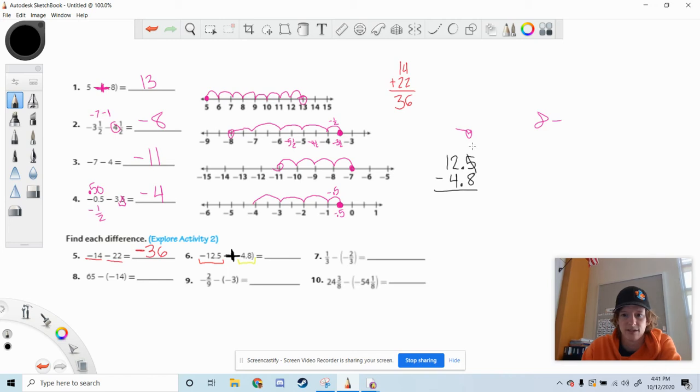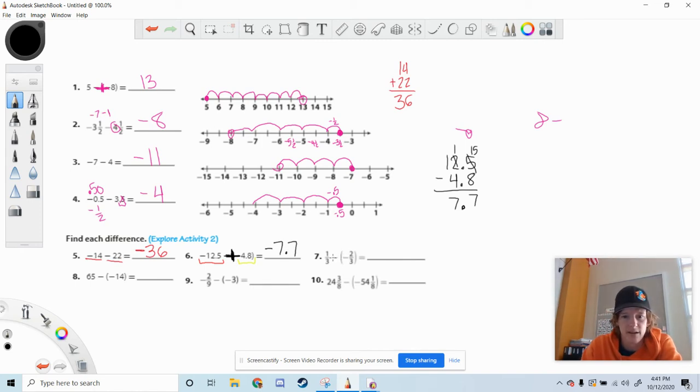I can't do 5 minus 8. I need to make that a 15 by borrowing from this 2. 15 minus 8 is 7. I can't do 1 minus 4, but I can do 11 minus 4, and that'll be 7. Now we need to see, do I have more red counters or more yellow counters? Well, I have 12 reds and 4 yellows. Okay, so I know my answer has to be negative 7.7.